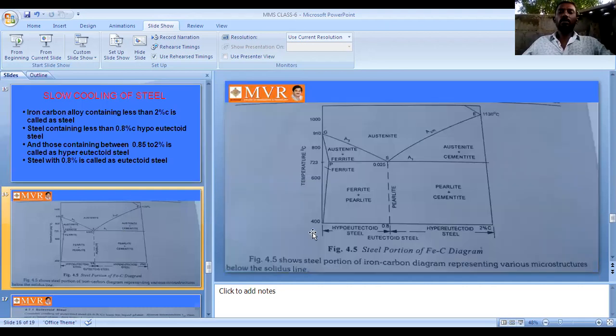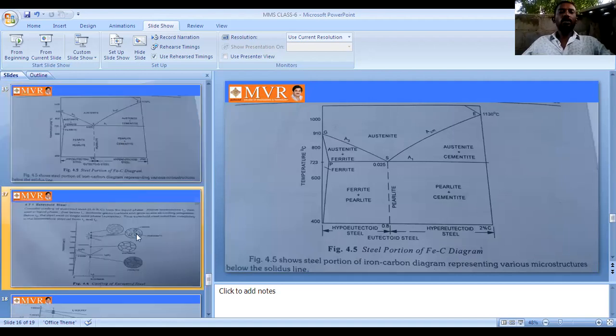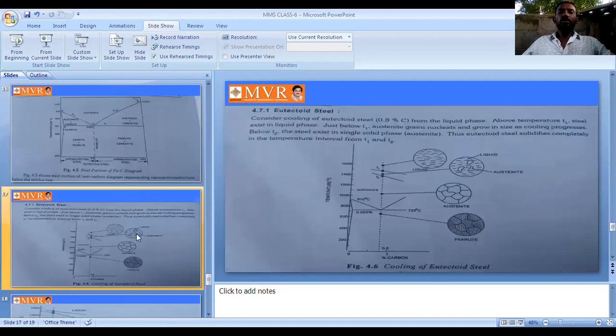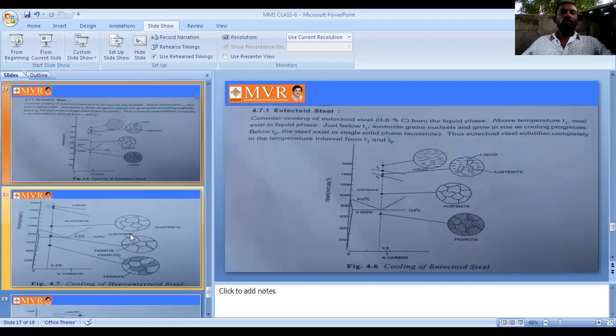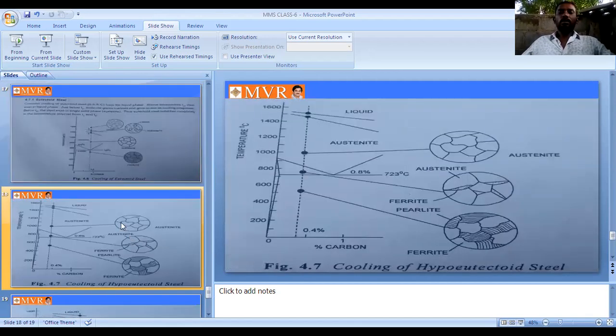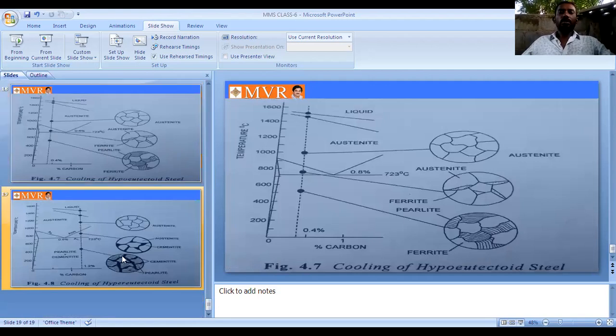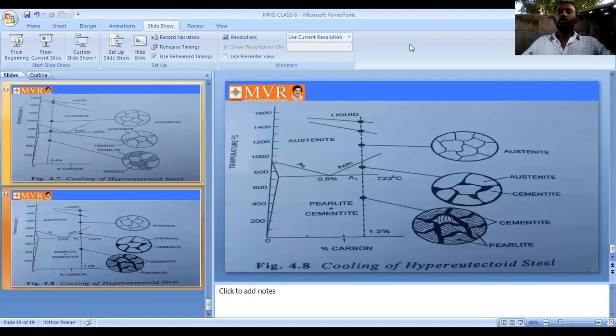This is the graphical steel portion of the Fe-Fe3C phase diagram, the portion up to complete steel. Next, we can observe it is the eutectoid steel, then hypoeutectoid steel, and hypereutectoid steel. Thank you. This is today our class.